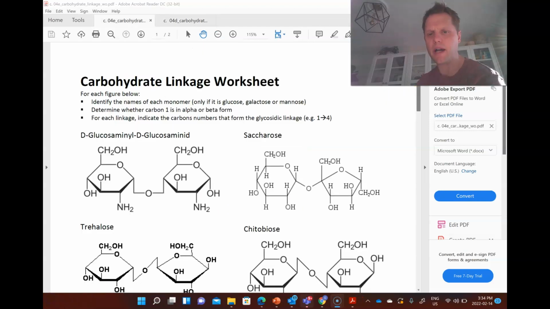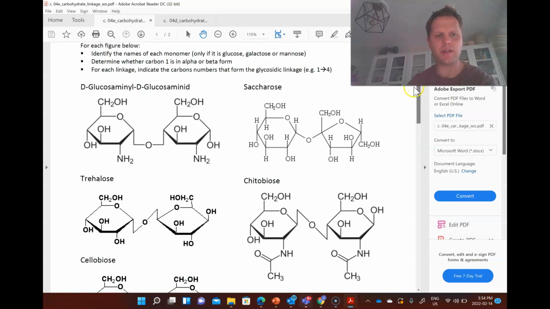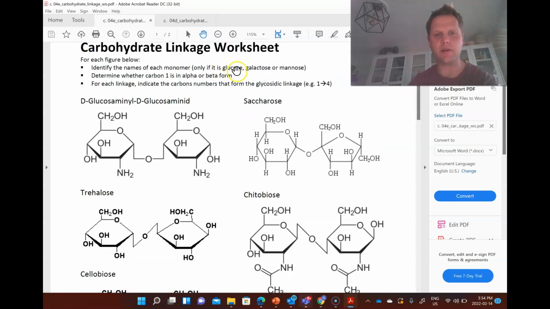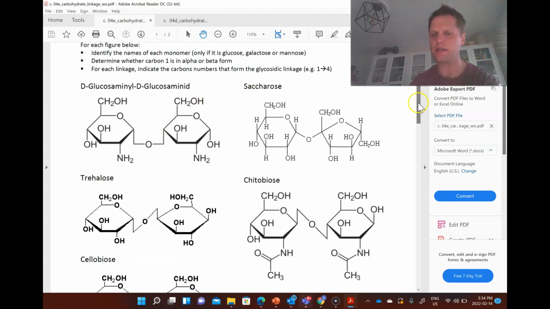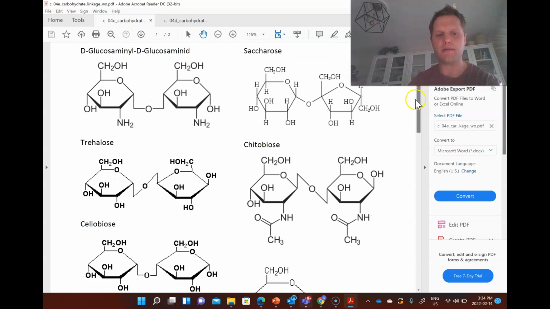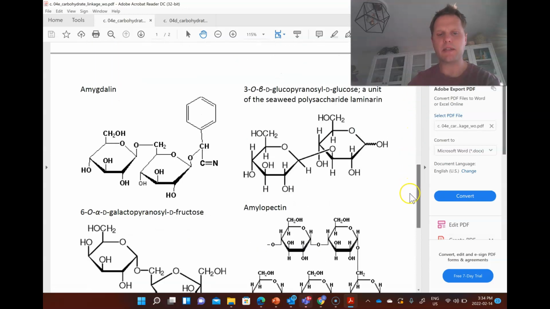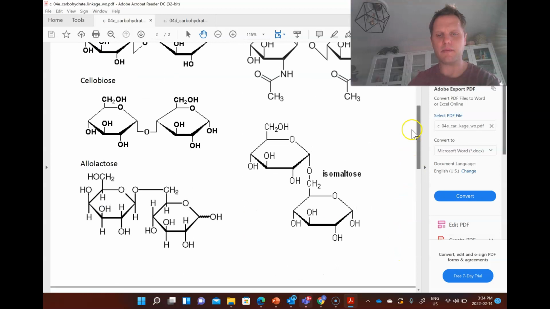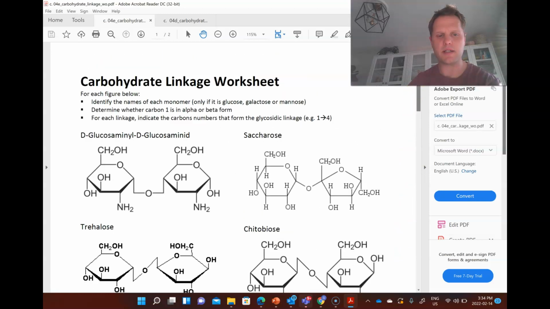On your carbohydrate linkage worksheet, what you need to do is identify glucose, galactose, or mannose as the monomers making up the disaccharides or polysaccharides. So you have to look up what mannose looks like, how the OHs are facing, up or down, and basically label those on this diagram. Okay, and that's pretty much it. Oh yeah, one more thing: you have to say if it's an alpha 1,4 or a beta. So an alpha linkage or a beta linkage.